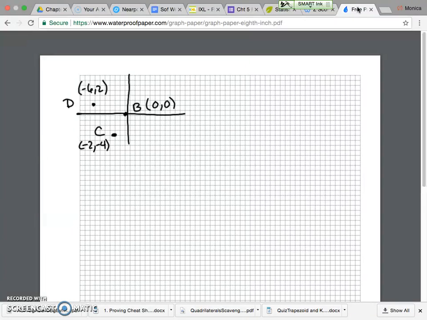I'm going to assume point A is probably up here somewhere, but I don't know exactly where it is. That's what I'm trying to figure out. The first thing I'm going to do is figure out what I do to go from here to here. Looking from -2 to -6, I've subtracted 4. And to go from -4 to +2, I've added 6.